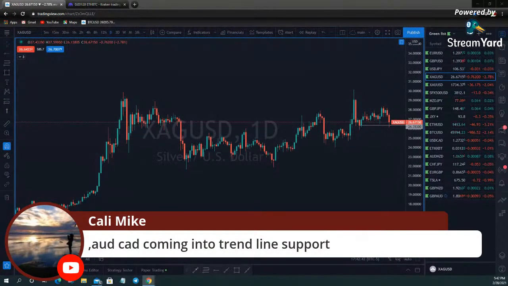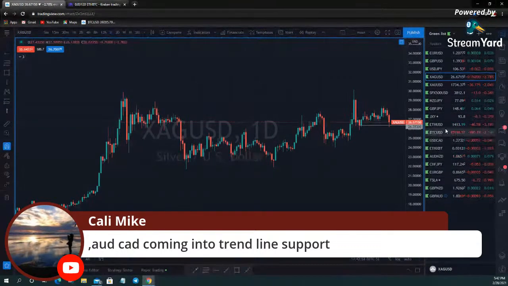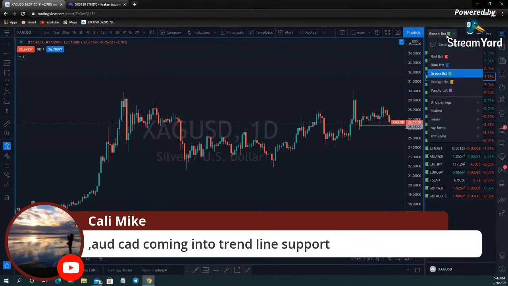Aussie CAD coming into a trend line support. Yeah, I have. It's basically the same thing as Aussie Yen. Where's it at? Did I delete it? Aussie Yen? I don't see it, but I definitely wanted to talk about it. So let's go get it.